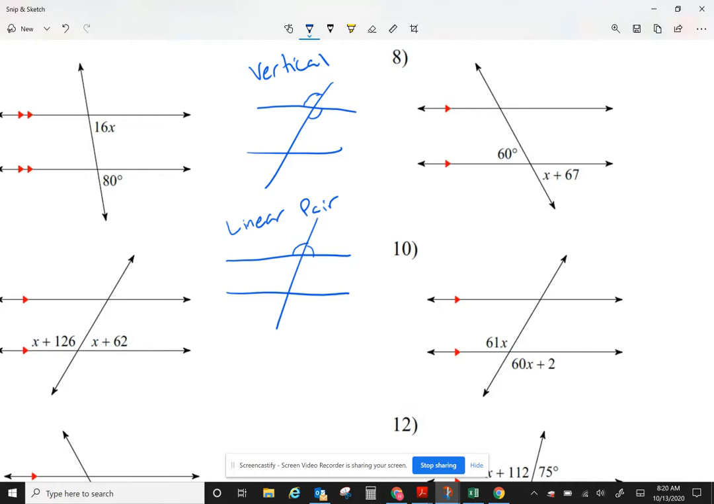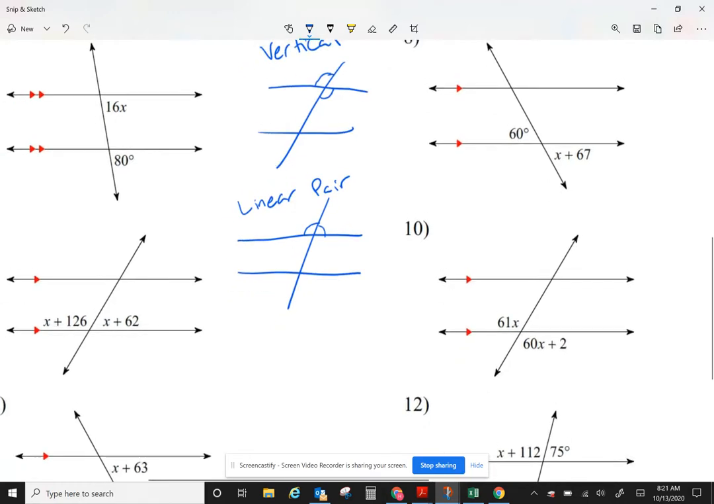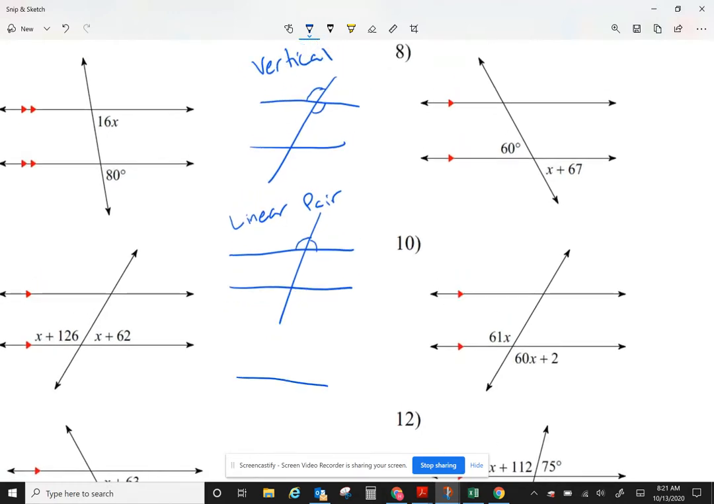So for vertical angle theorem, I let the two angles equal each other. For linear paired, I'm going to add the two angles, and it is equal to 180. And then we also cover corresponding this week. Now, corresponding, let me say we have the two parallel lines, and we have a transversal. For corresponding, let me label this corresponding.